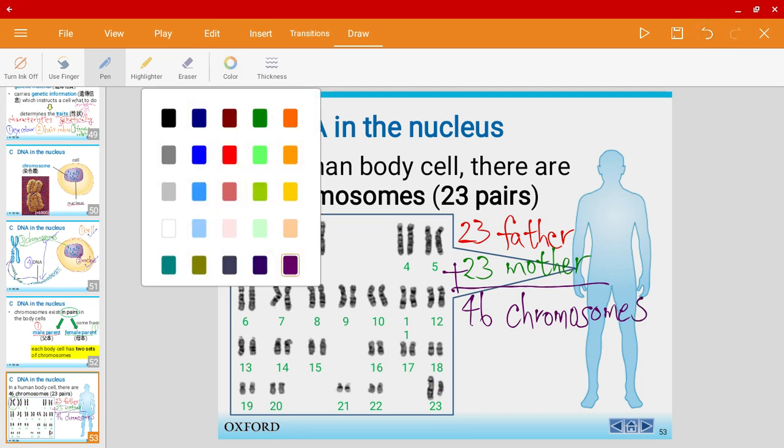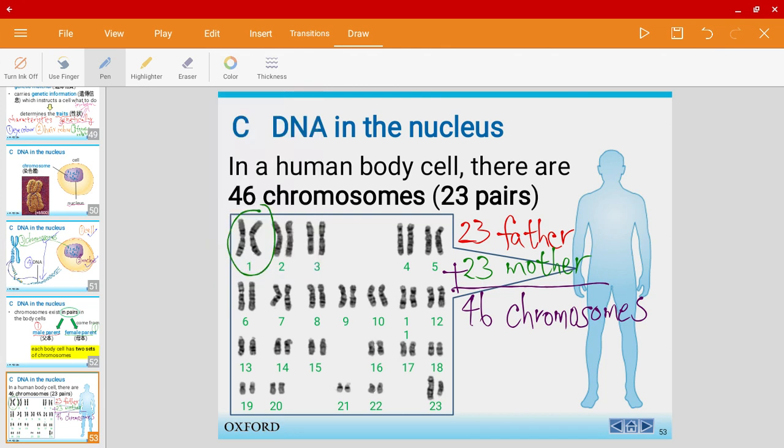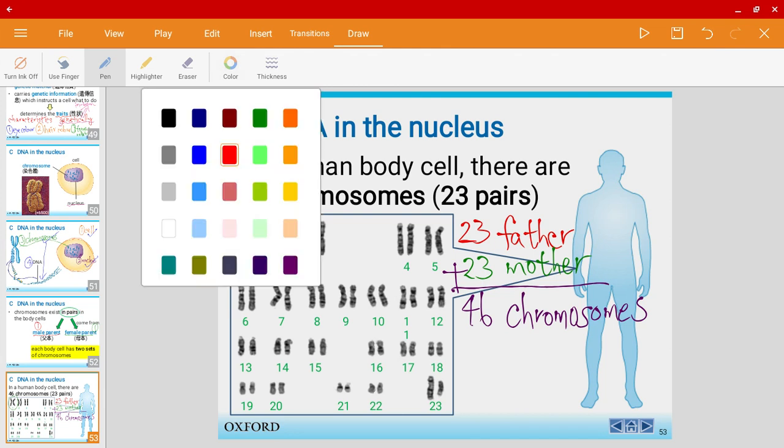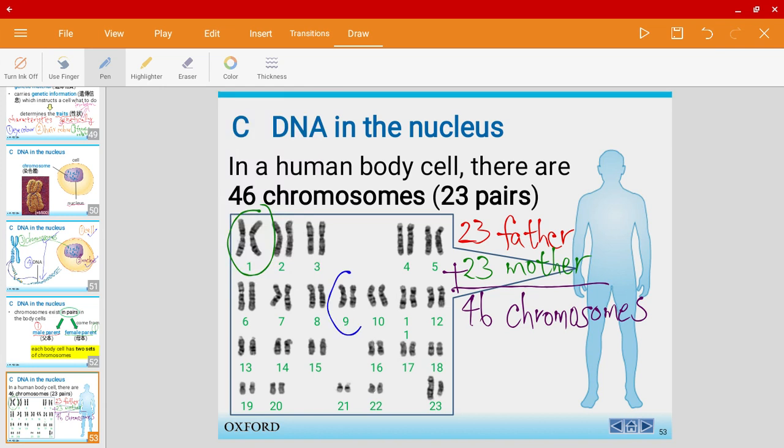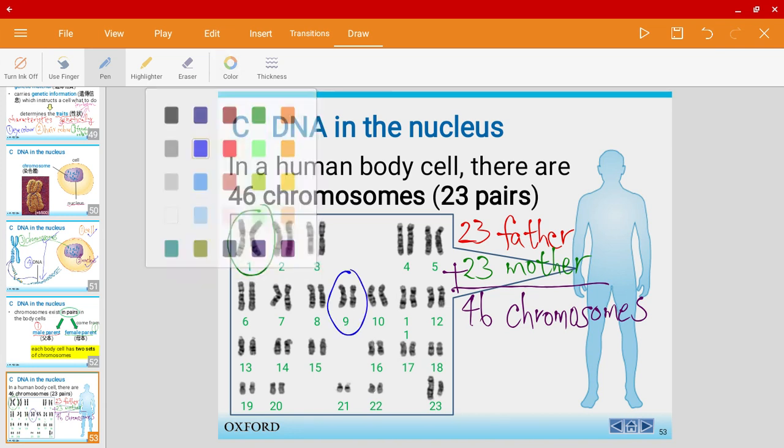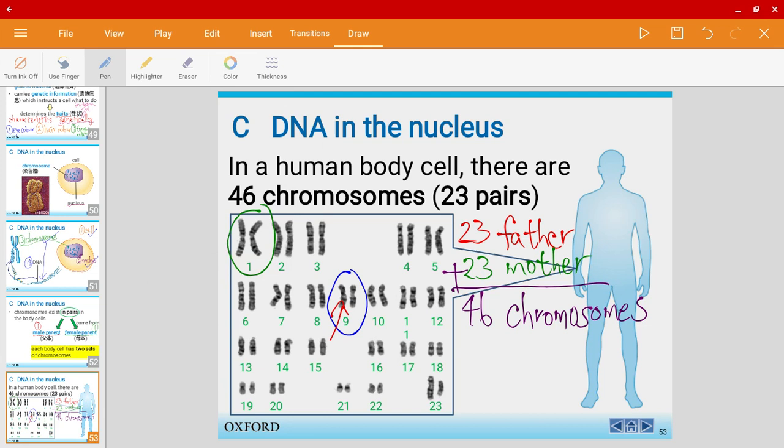Just to give you a better understanding, for example, let's look at the ninth pair of chromosomes. One of them would come from the father. I'll say this one comes from the father, while the other one would come from the mother. All right?